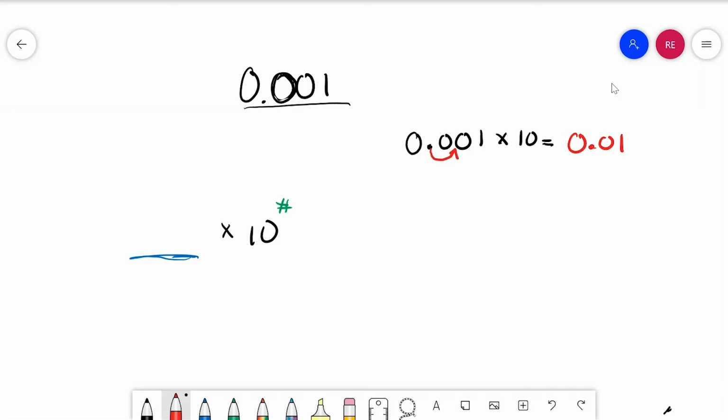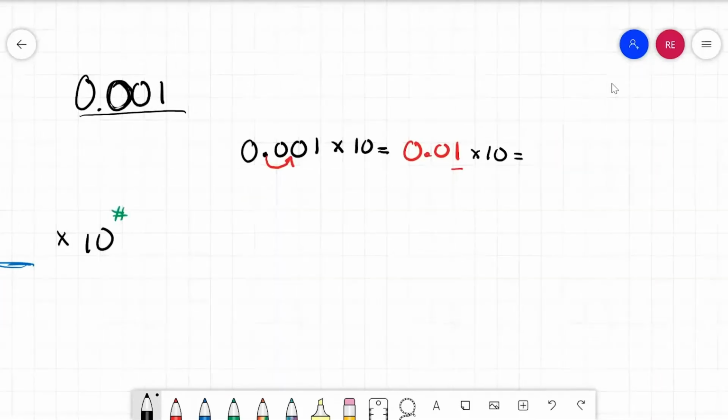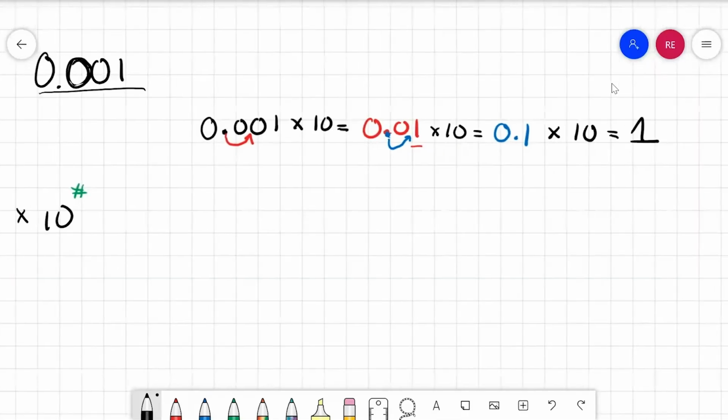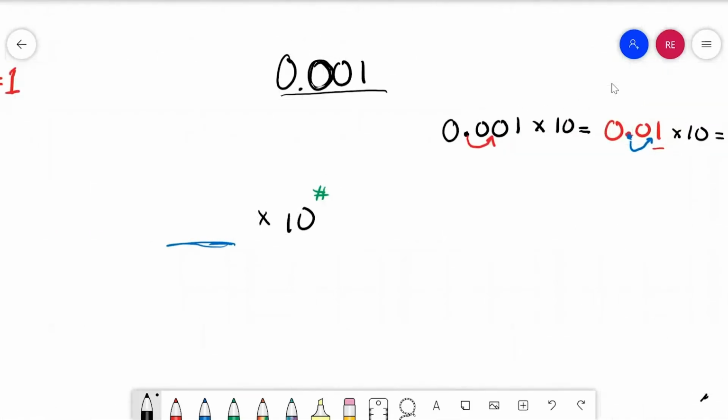Now let's do the same thing again. Since we have our 1 in the hundredths place, we want to get our 1 to the ones place. So we're going to multiply by 10 once more. And this again will move our decimal place 1 to the right, and we get 1/10. Now we just need to multiply by 10 one more time to get our 1 to the ones place. And then we get the number 1. So this 1 is what goes in the ones place for our scientific notation.